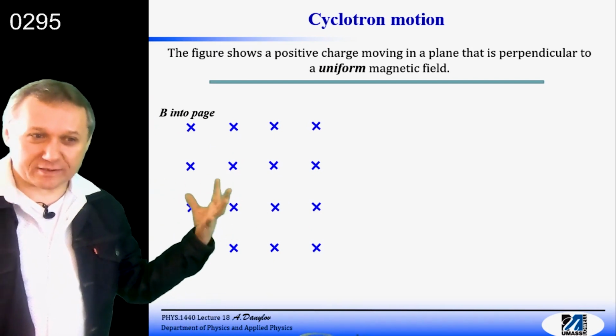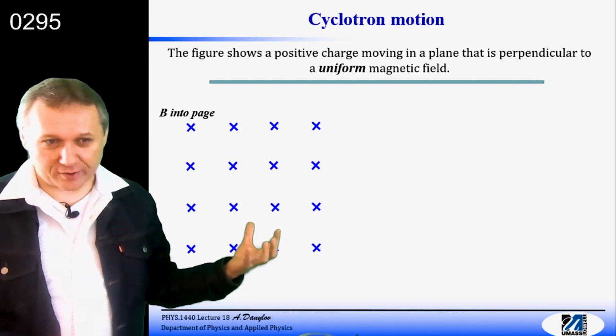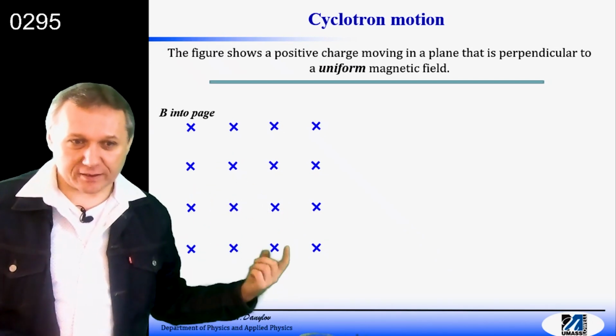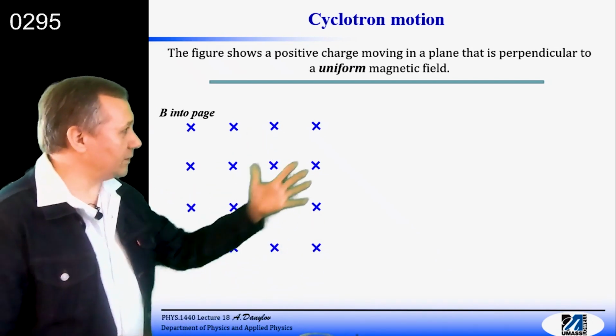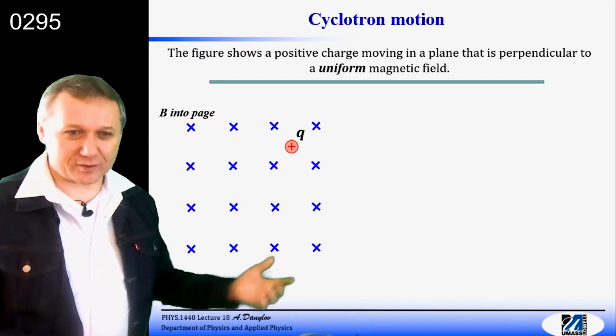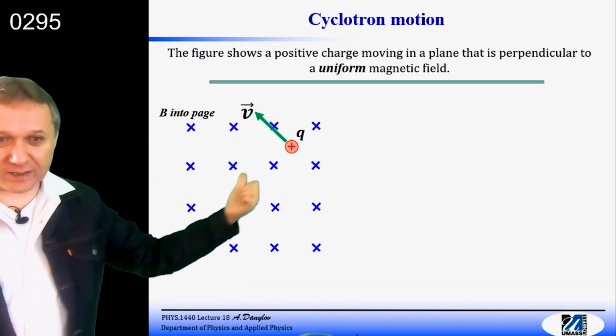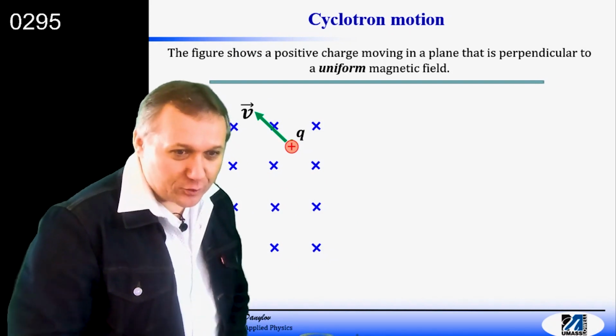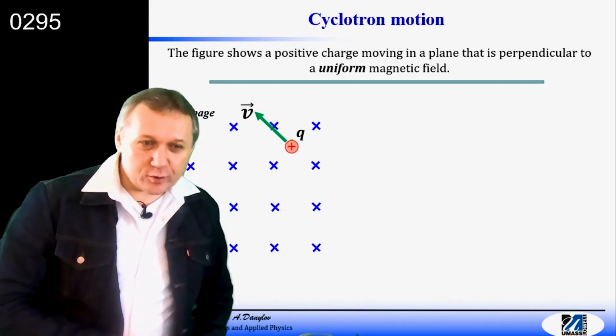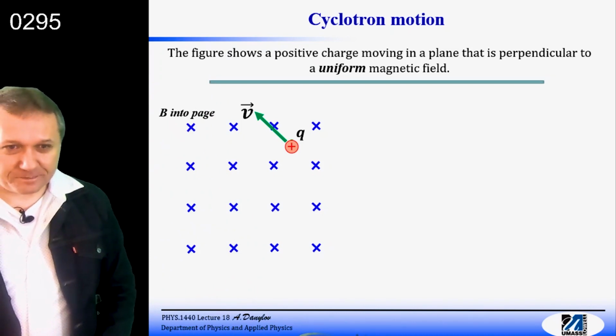Okay, so let's imagine we have this uniform magnetic field, B, which is into the board. Now let's send a charged particle perpendicular to this magnetic field. So it must be in this plane. Let's imagine this is our positive point charge, and it flies this way. So what are we going to get? Which trajectory?